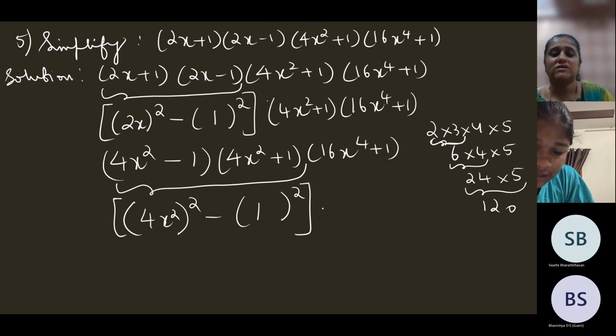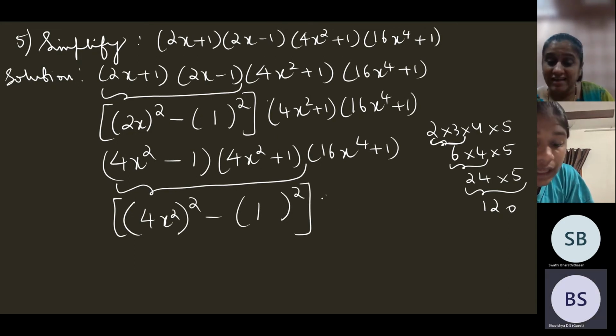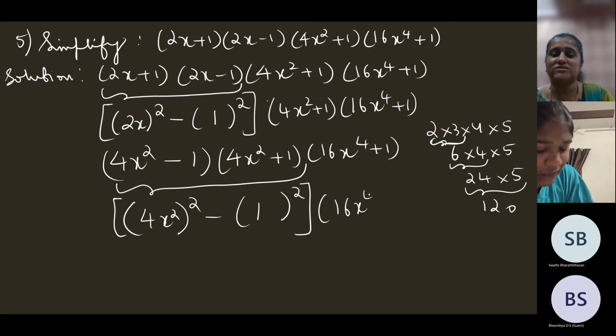See, then 16x power 4 plus 1 as it is, we should write. As it is. Very good. 16 x to the power 4 plus 1 as it is. Now next.